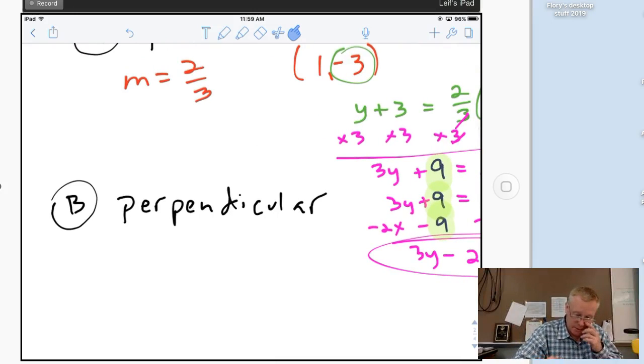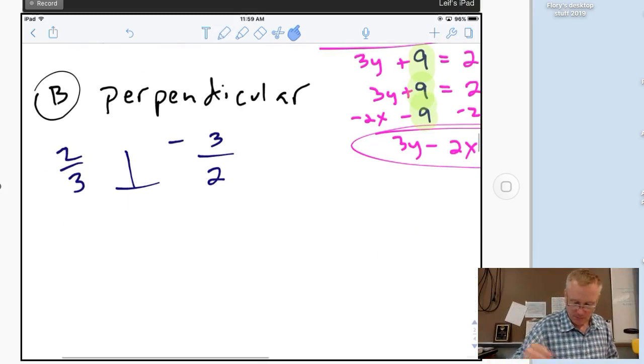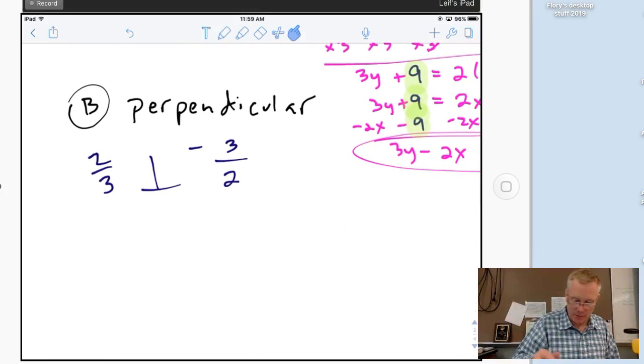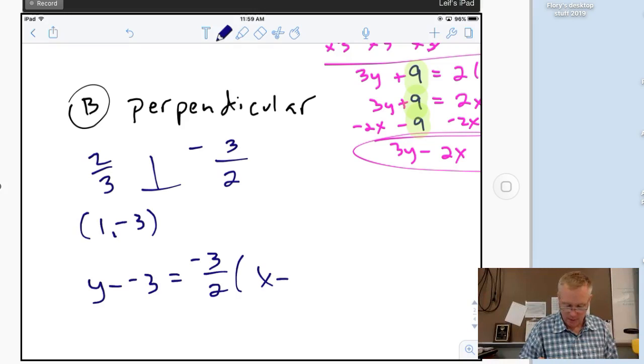Perpendicular. So if my slope was 2/3 before, if it's perpendicular, then it's going to be the reciprocal, and it'll be negative because this one's positive. So if I flip 2/3 upside down, I get 3/2. So that's my new slope, which means, and I still needed to go through that same point of 1, negative 3. So y minus y1, the y is negative 3 equals negative 3/2 times x minus the x coordinate of 1.